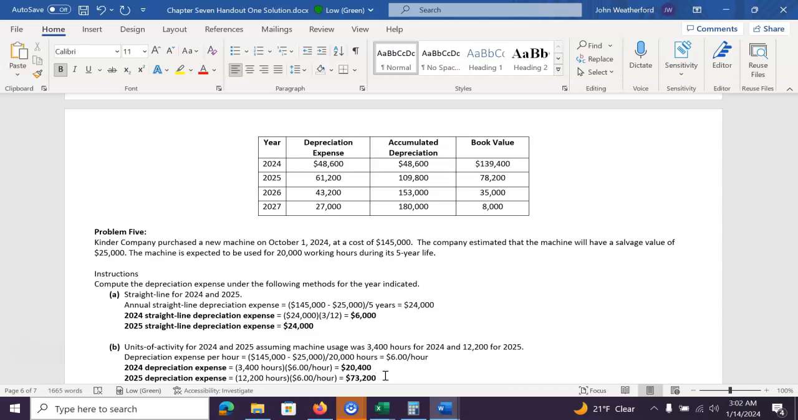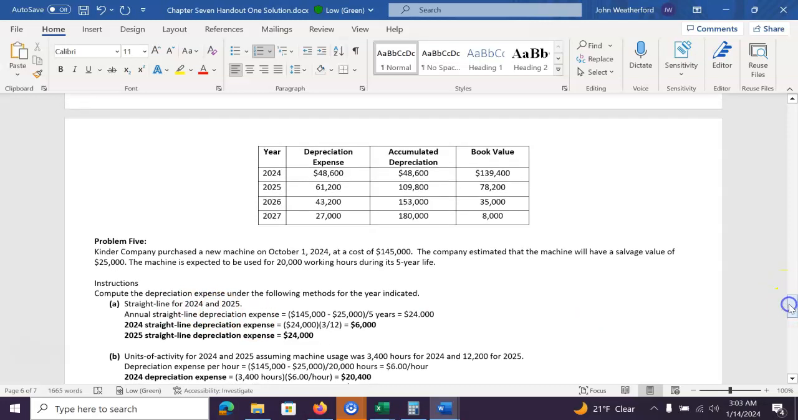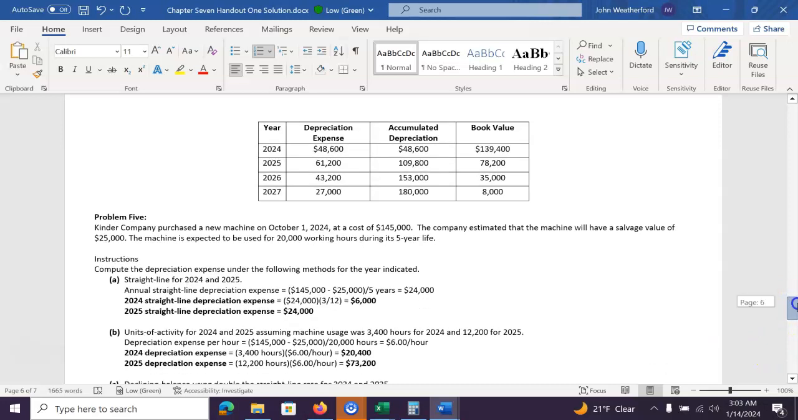Now notice, we took a lot more depreciation in 2025 than we did in 2024. Well, why? We're still just dealing with the 3 months, but that caused usage to be way lower in the first year, right? So as usage goes up, so does depreciation expense under a units of activity method. Not the case under a straight line, right? The 6 is lower than the 24, but it's in proportion.